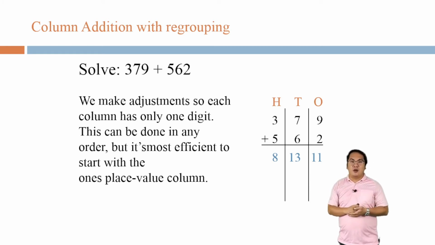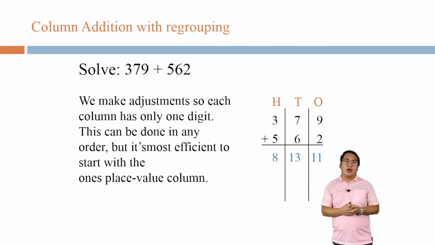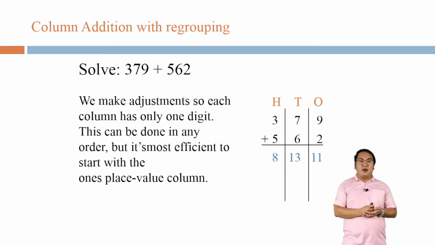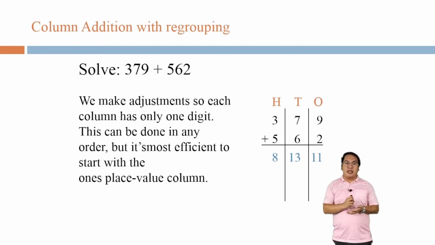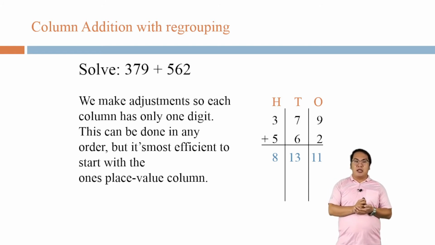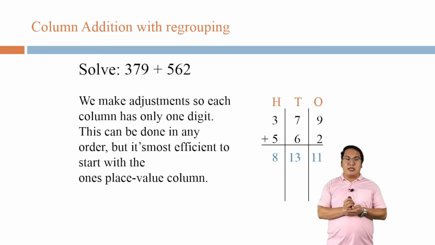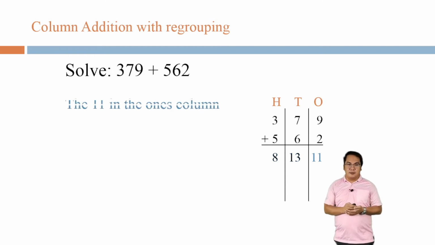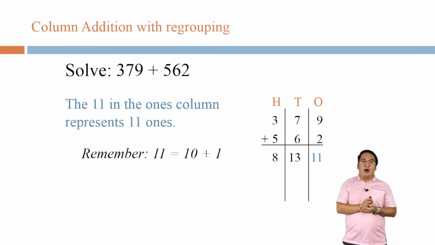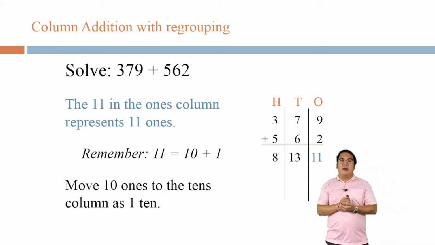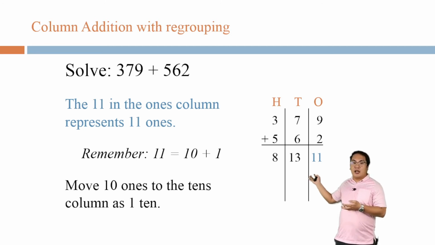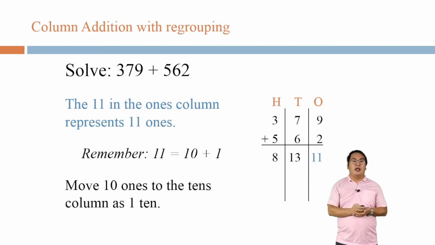We do the regrouping process of place value. We make adjustments so each column has only 1 digit. This can be done in any order, but it's more efficient to start with the ones place value column. So we're just going to do the ones place. The 11 in the ones column represents 11 ones. 11 is equal to 10 plus 1. So we're just going to put 1 here, and put the other 1 above the 7.